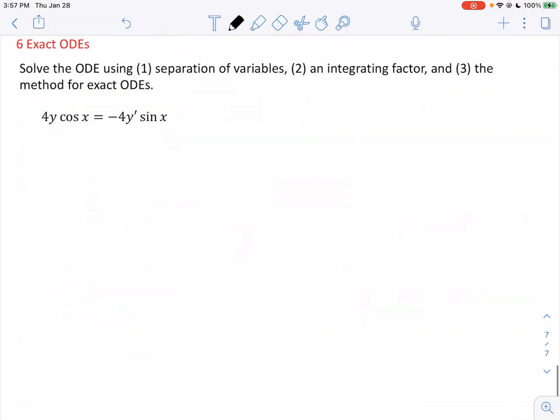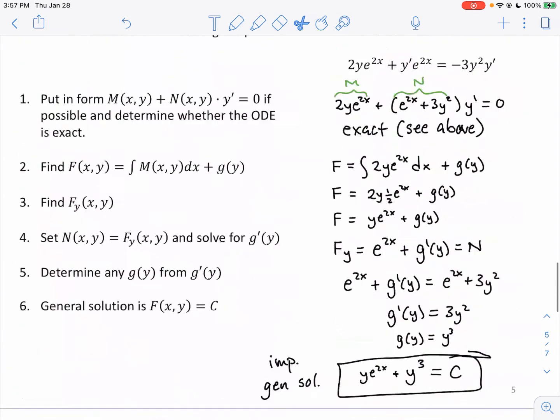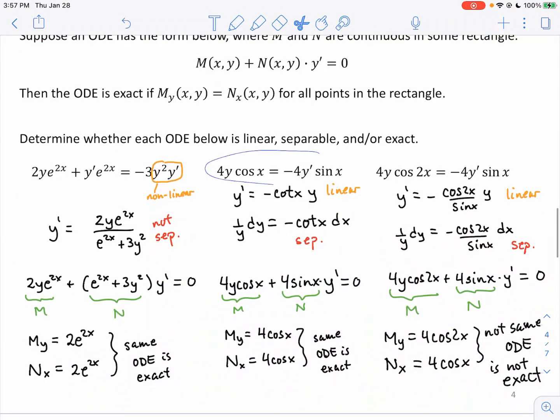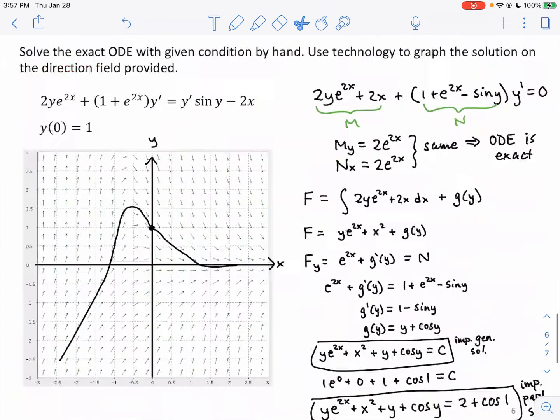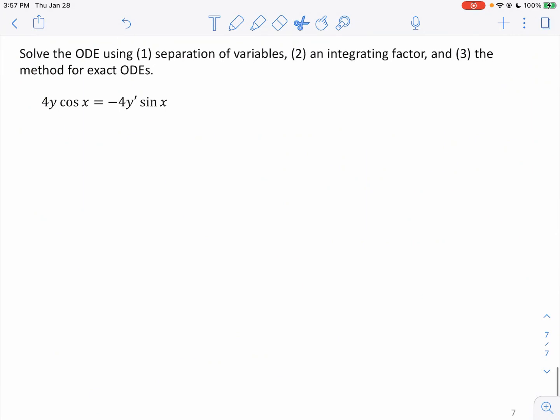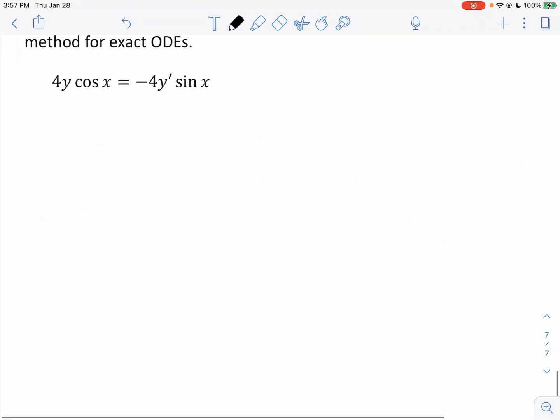Last one. Solve the ODE using 1, separation of variables, 2, an integrating factor, and 3, the method for exact ODEs. Notice that this one here is one of the ones from an earlier slide. It's just this one right here. This is the one that was all 3. It was linear, it was separable, and it was exact. So we are able to do a variety of methods. Let's start with the separation of variables.